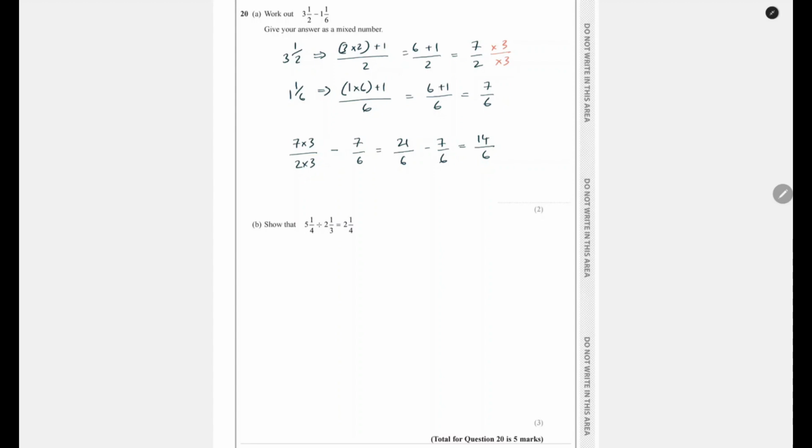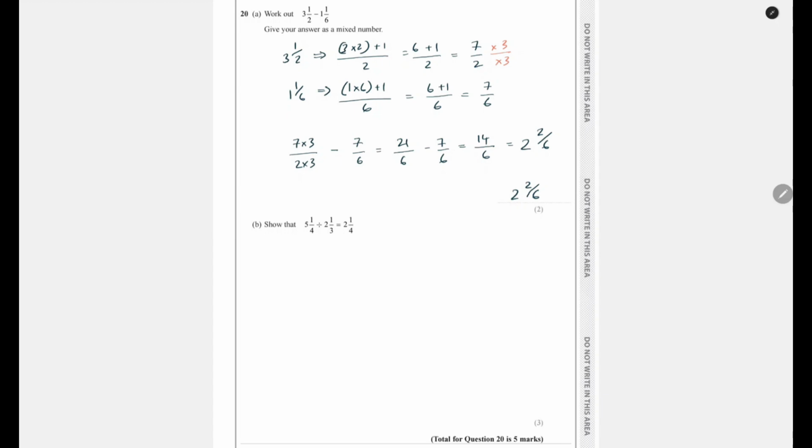Now the question is asking us to give it as a mixed number. So we ask ourselves, how many times does 6 go into 14? Well, it's 6, 12. So that's 2. And what's the remainder? It's 2. So 2 over 6. So our answer is 2 and 2 sixths.